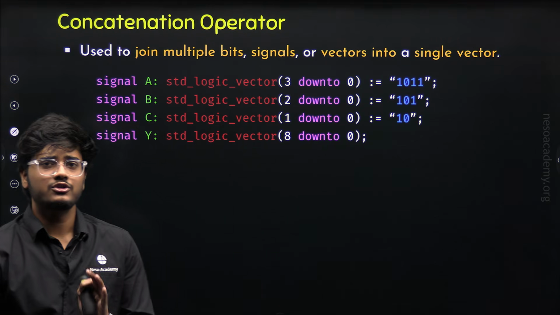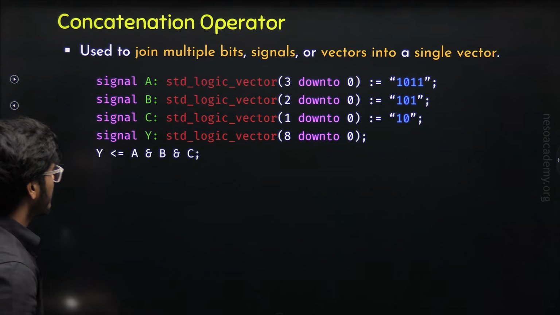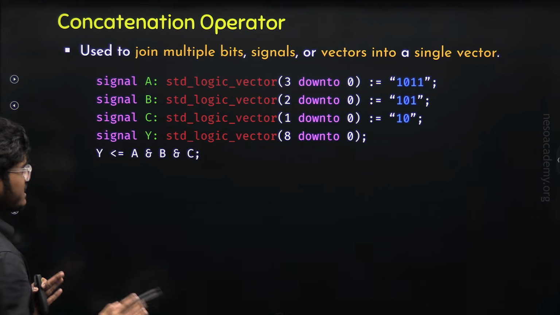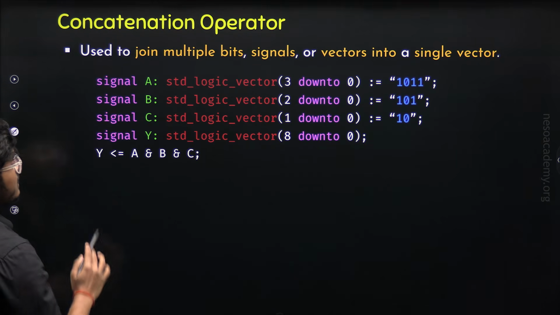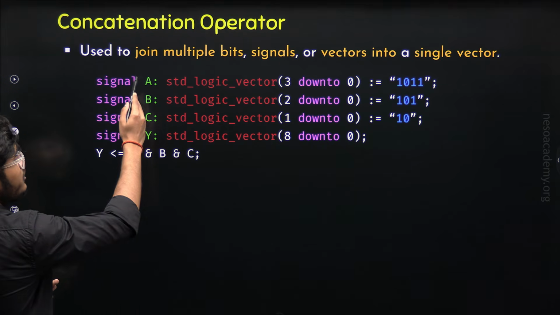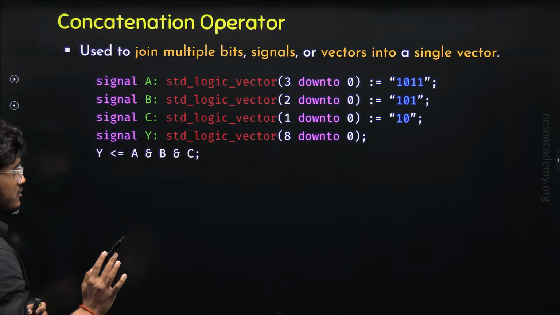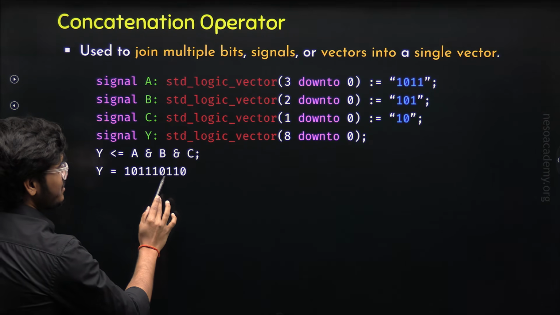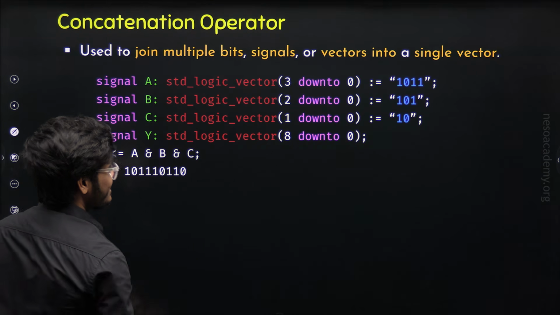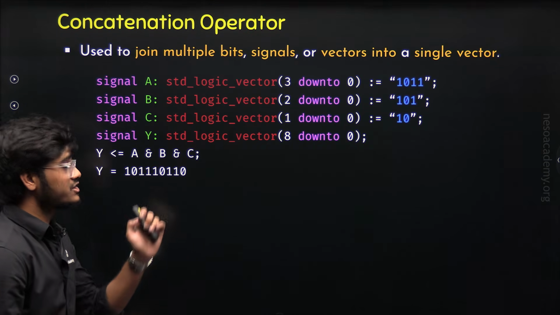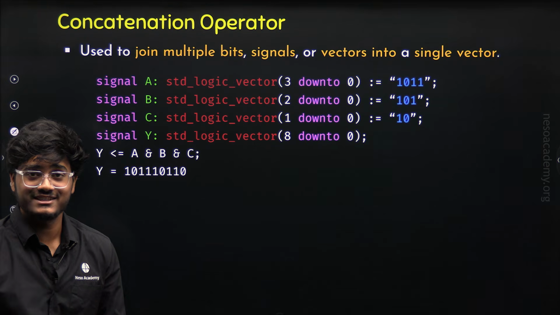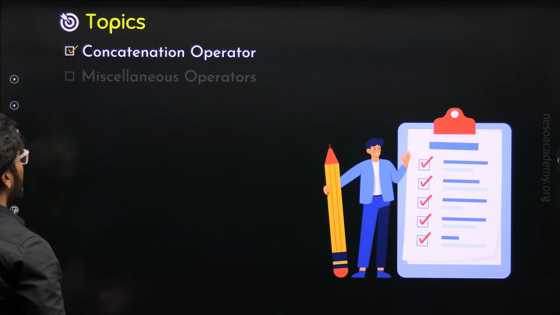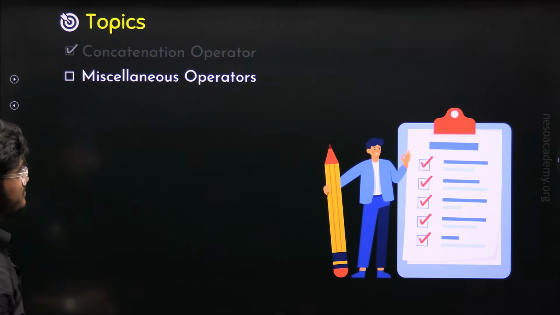Now let's see how to use two concatenation operators. Here, A ampersand B ampersand C, and storing the result inside the signal Y. Now Y will store the overall merged value of A, B and C. So the output will be 1011 signal A, 101 signal B and 10 signal C. So using multiple concatenation operators, we can merge multiple signals, which means we are done with our first topic, concatenation operator. Now let's see miscellaneous operators.